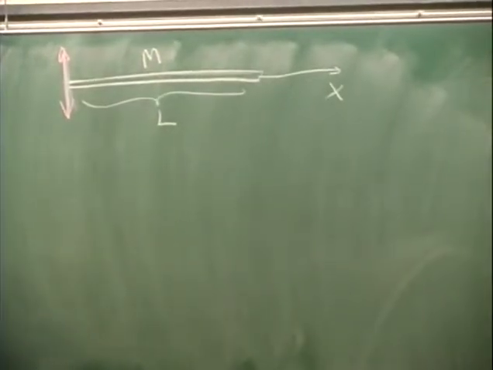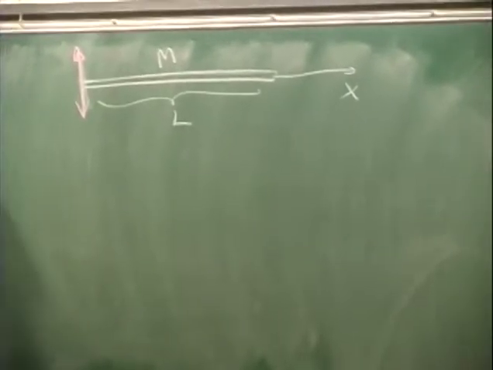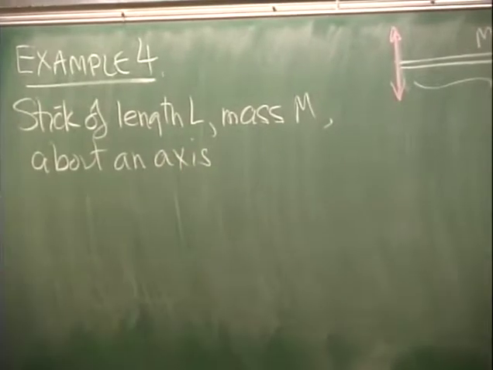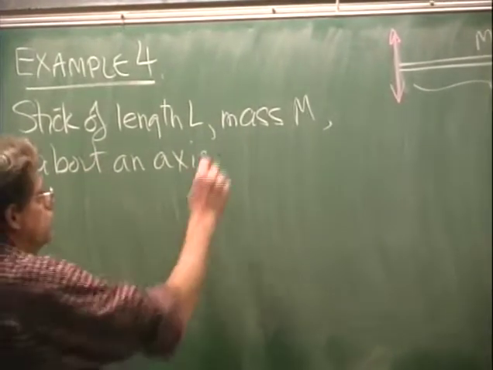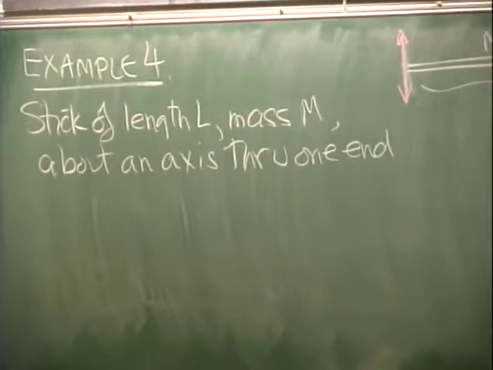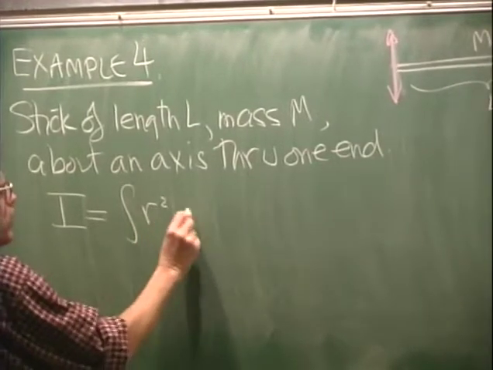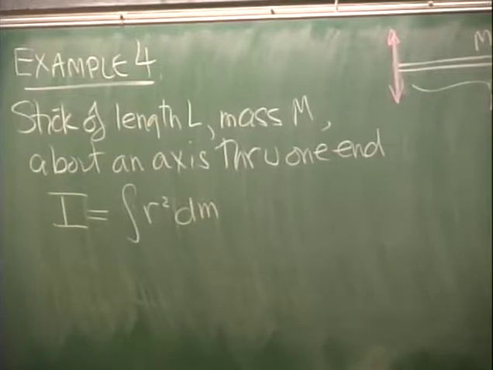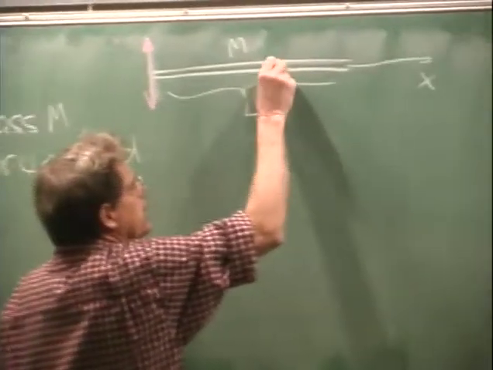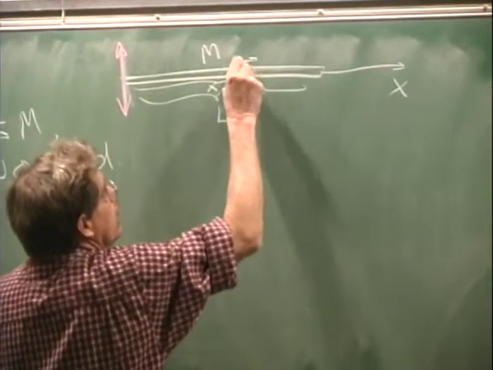So, about an axis through one end and perpendicular, what would the moment of inertia of that object be? Well, the general formula is the integral of r squared dm. In the same spirit that I did for calculating center of mass, I chop this into a little segment, a little section, at a distance x and of length dx.